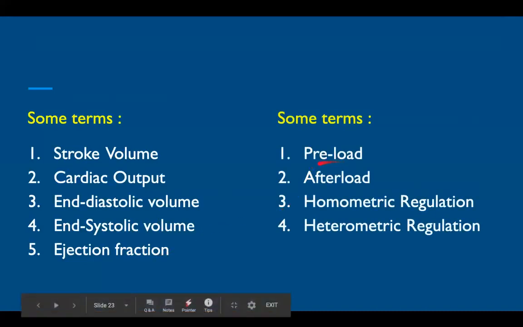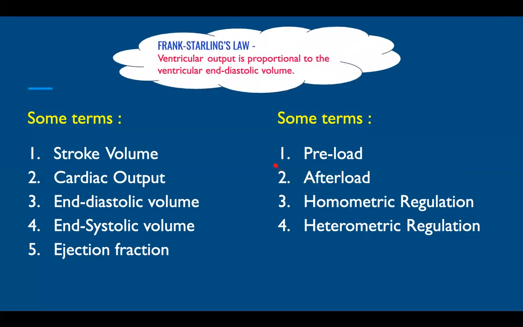Preload. What is preload? Preload is the force exerted on the heart muscle before it starts contracting. Then what is afterload? Force exerted on the heart muscle after it starts contracting. What is homometric regulation? That is a change in stroke volume without a change in the length of the muscle fiber. This is change in myocardial contractility. And heterometric regulation is when the end diastolic volume or the preload affects the contractility of the heart due to a change in end diastolic fiber length. Finally, Frank Starling's law: the ventricular output is proportional to the ventricular end diastolic volume.